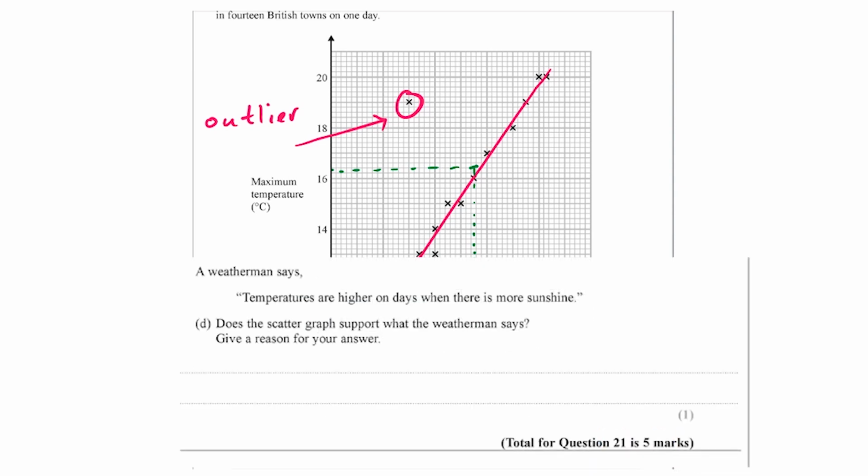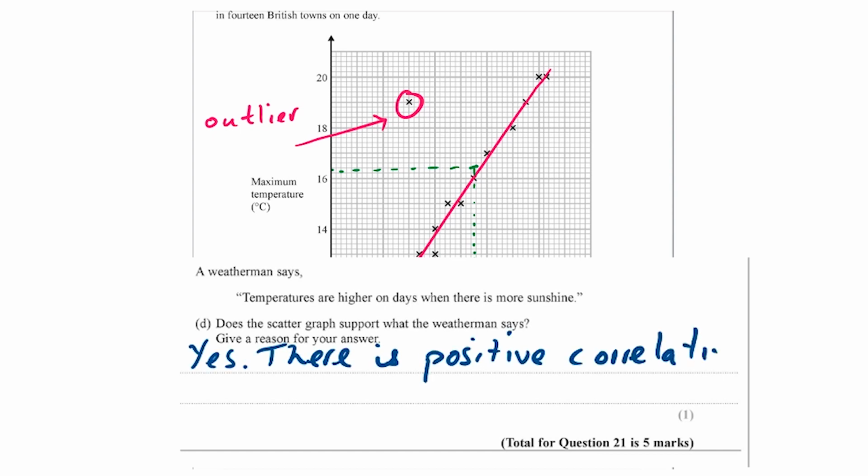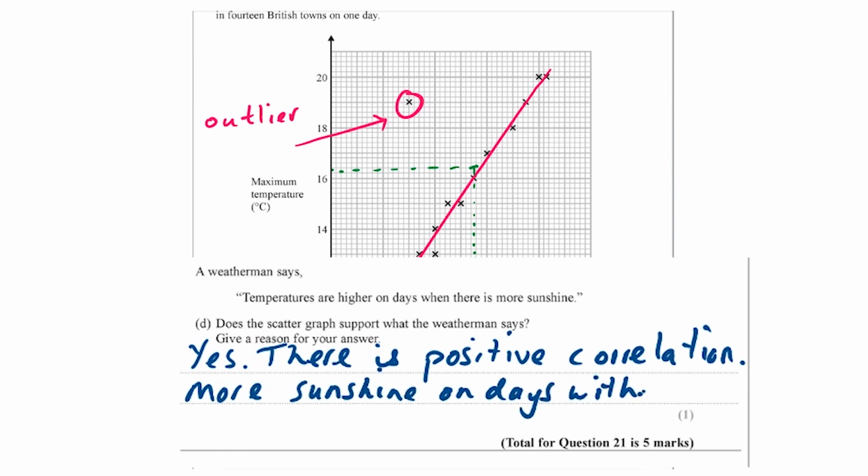And then the final part, a weatherman says temperatures are higher on days when there is more sunshine. Does the scattergraph support what the weatherman says? Well, it does seem to, doesn't it? The days with more sunshine have a higher maximum temperature. Apart from that outlier, all the other points do seem to say that. So how are we going to answer it? Well, I would say yes. I would mention that there's positive correlation. So yes, there's positive correlation. There's more sunshine on days with higher temperatures. That should be enough to get us that mark.